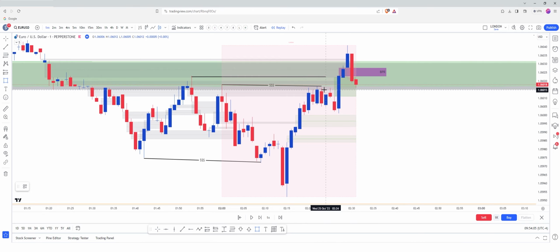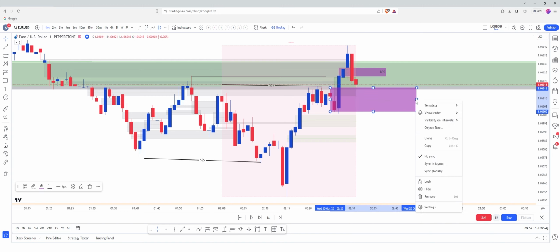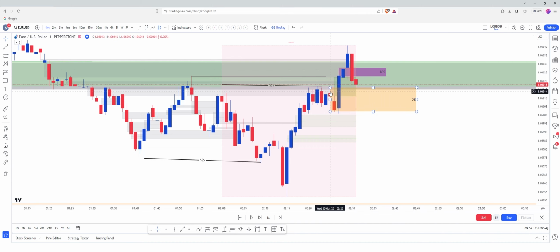We have this area here, which now as we're looking at this, we should be identifying this as a potential breaker block. So at the moment, this is an order block. These are the last two down closed candles. They created a swing low here.